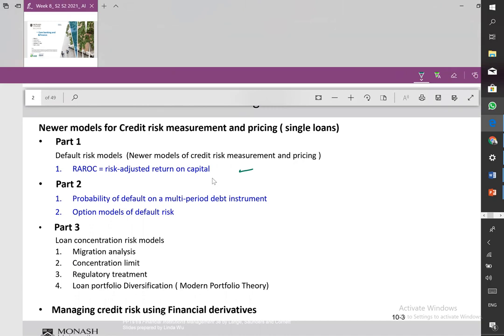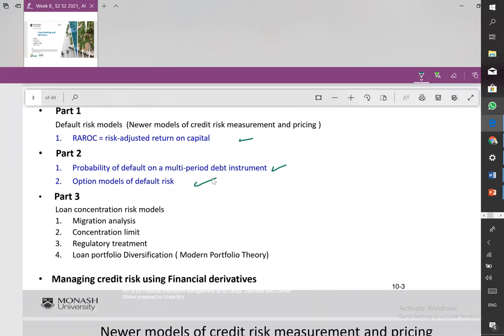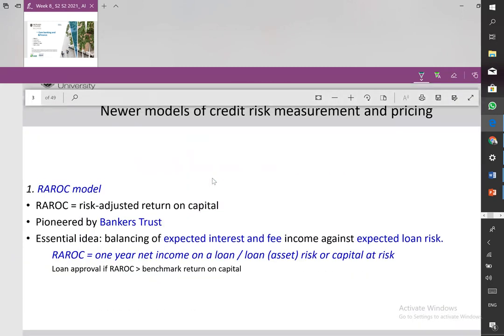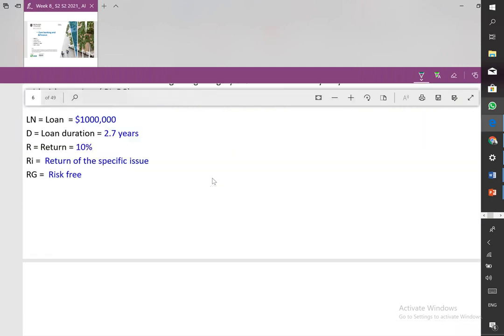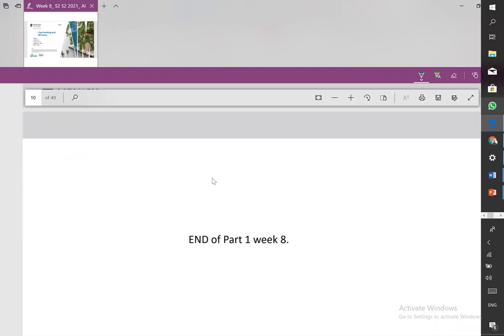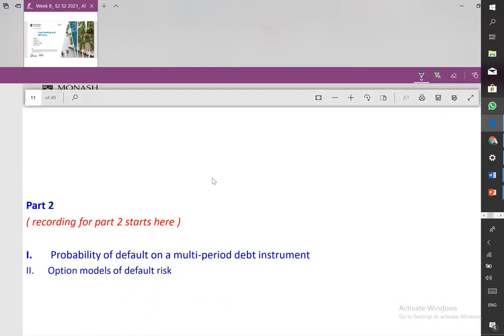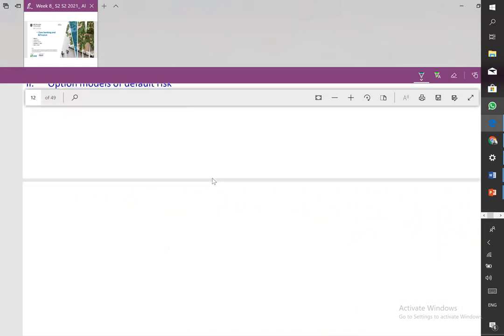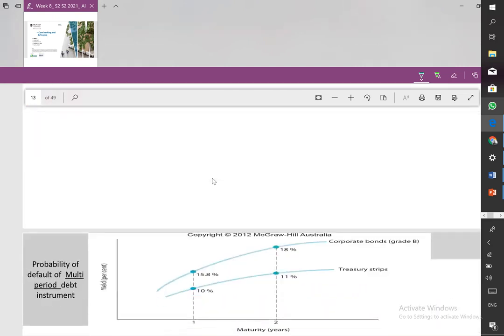Now we are going to talk in this part about options and probability of default in the multivariate and the option model. Okay, let's start. This is where we stopped last time, and we are now going to talk about this part 2. It's very straightforward.